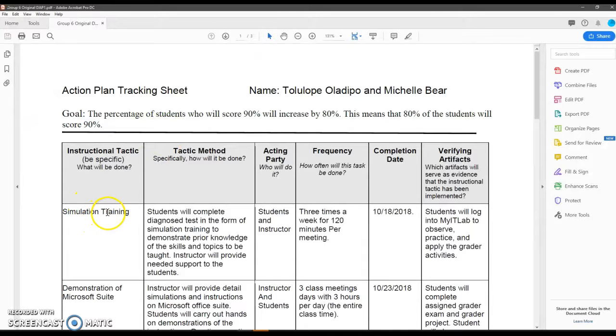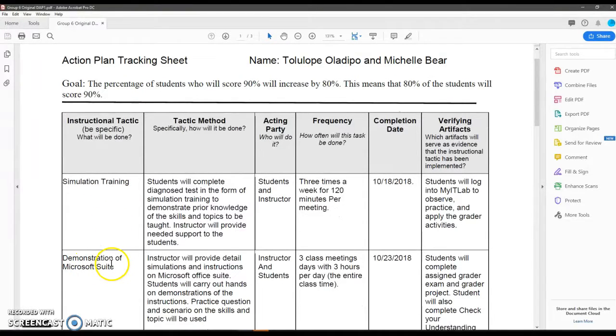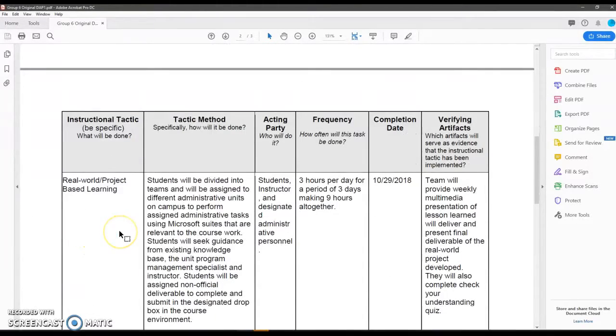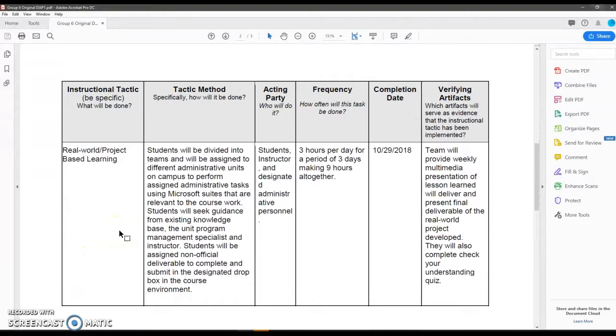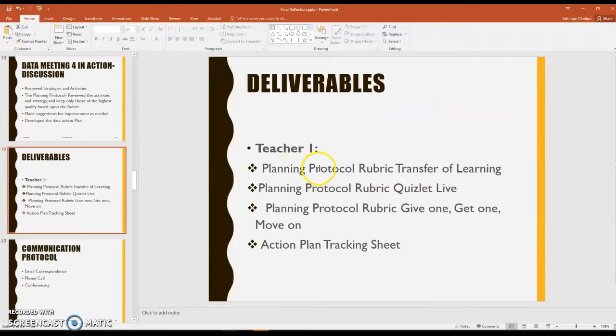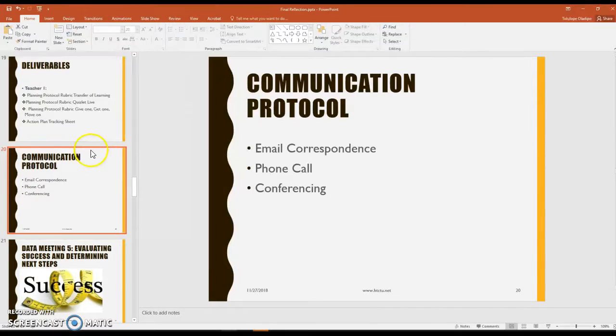So I was looking at simulations and demonstrations of Microsoft Suite for students, and also real-world projects which weren't present in my class in the past. So these were introduced in the action plans. The deliverables were the planning protocol rubric and the planning protocol for Quizlets. This was the protocol we developed, and the rubric as well. The communication protocol we used then was email, phone, and conferencing.